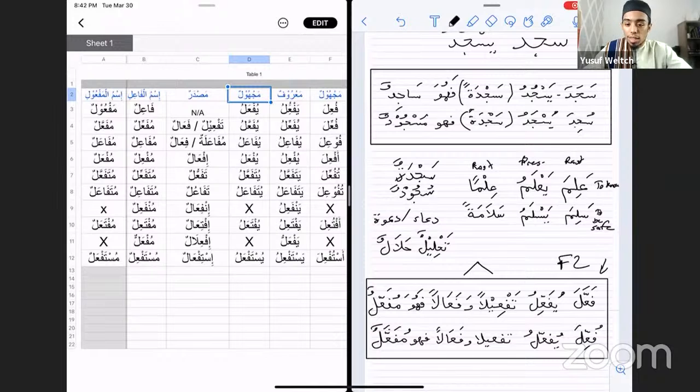Okay, so let's do the same three letters, ain, lam, mim, in form 2. Allama yu'allimu ta'liman wa 'ullima 'ilman fahuwa mu'allam. Good. Very good.